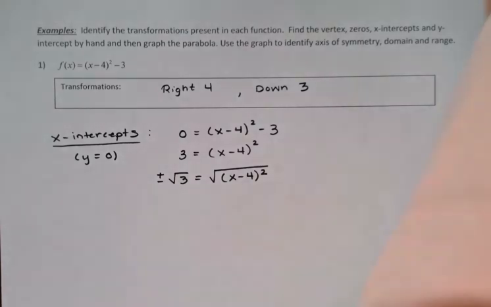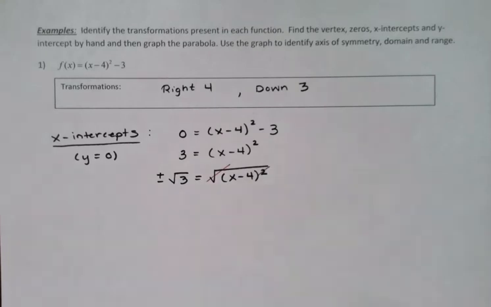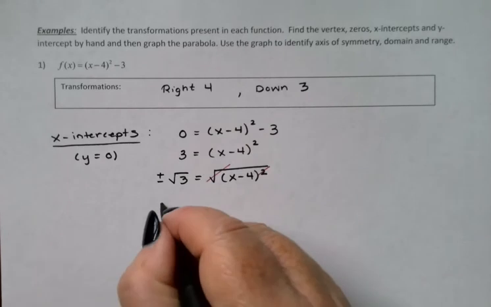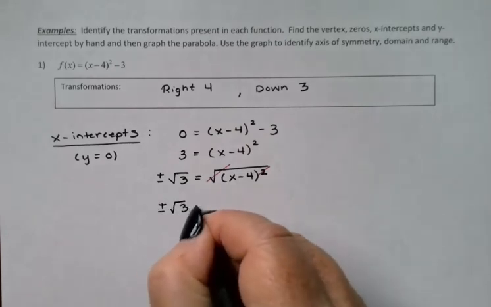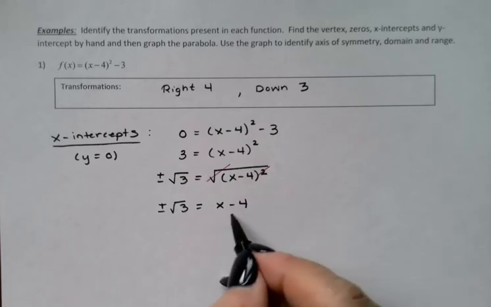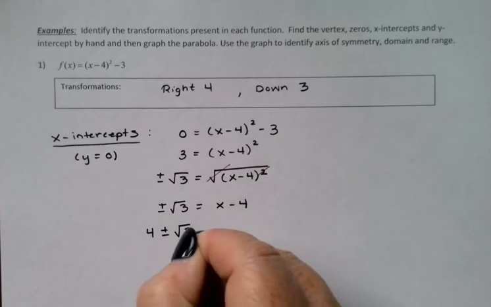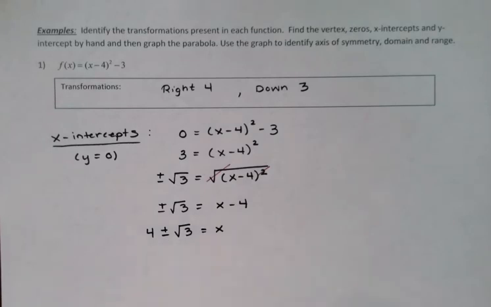And then on the right-hand side, I've got some inverses going on here. The square root and the square do and undo, so I can get rid of those. And then adding the 4 over, I'm going to put it out in front. 4 plus or minus the square root of 3 is equal to x. So there are my x-intercepts. Well, actually, those are the zeros, but when I put them into the point form, they'll be the x-intercepts.